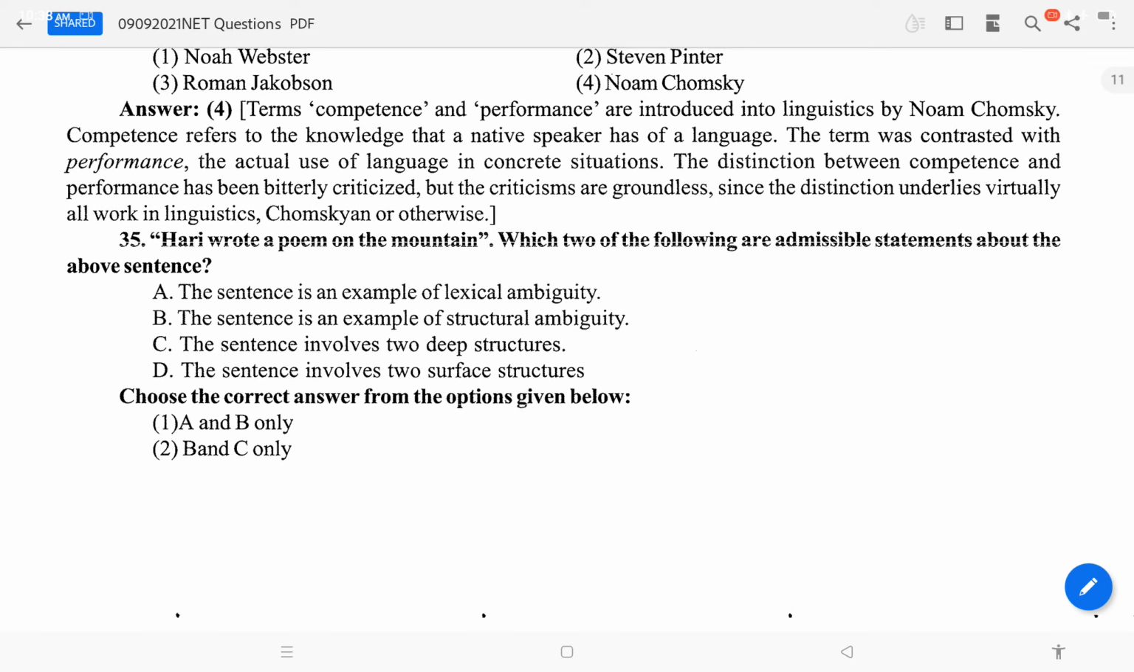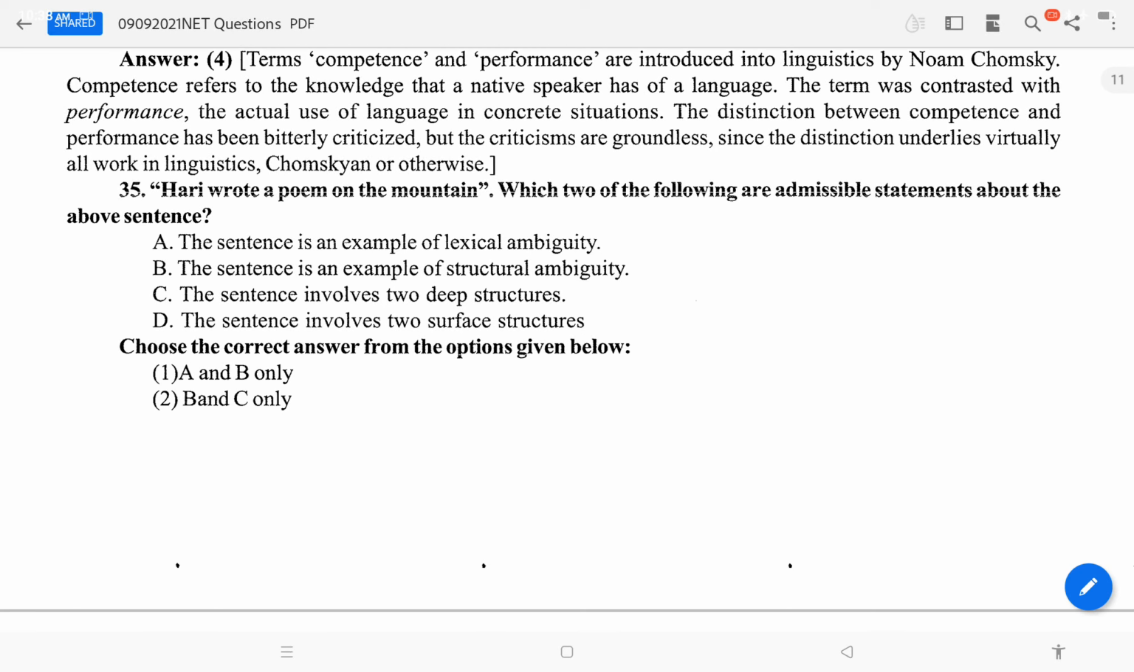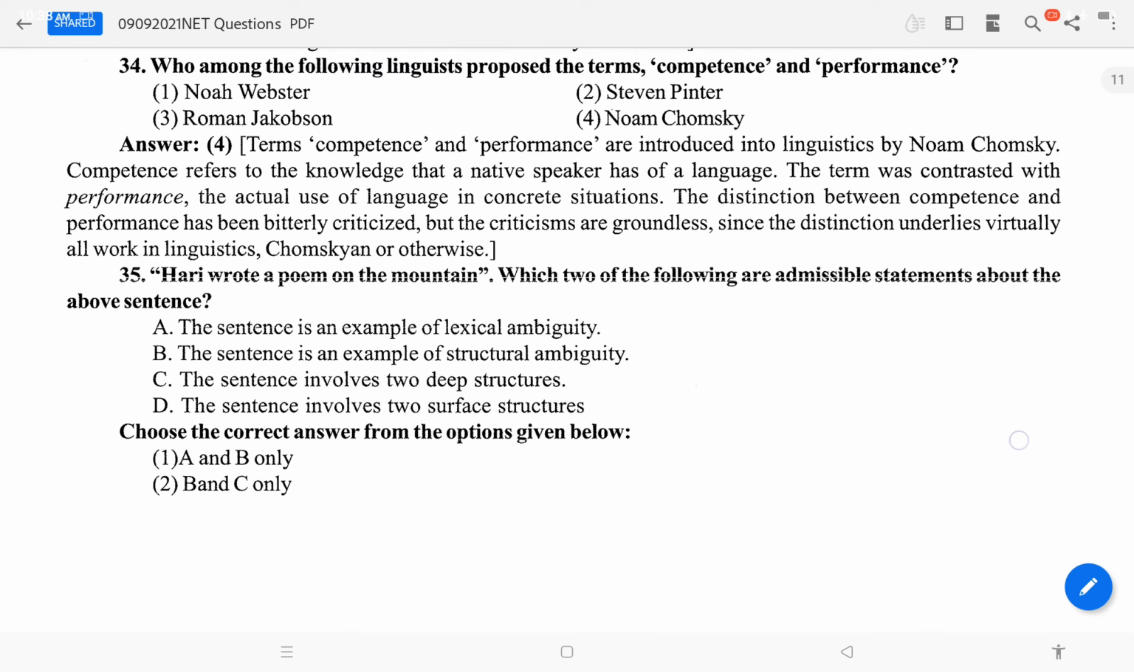The distinction between competence and performance has been bitterly criticized, but the criticisms are groundless since the distinction underlies virtually all works in linguistics and Chomskyan work. So this is the famous term by Noam Chomsky.